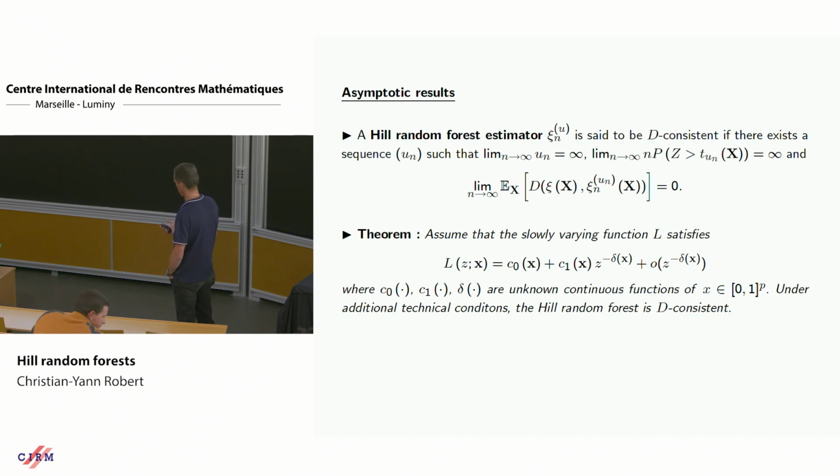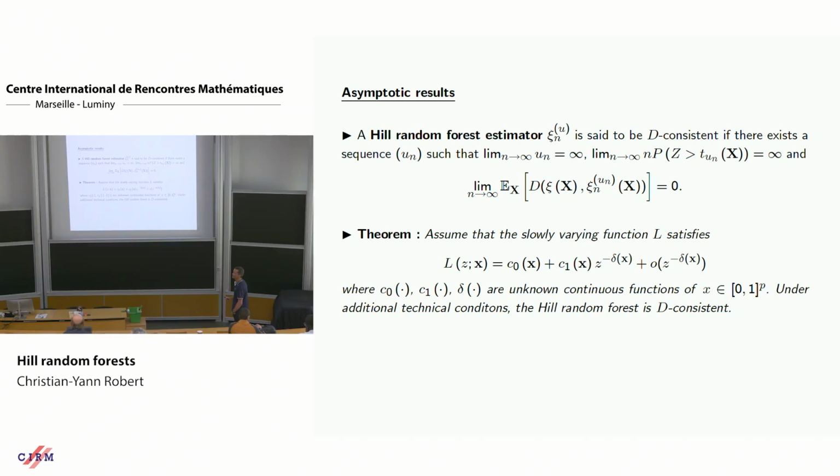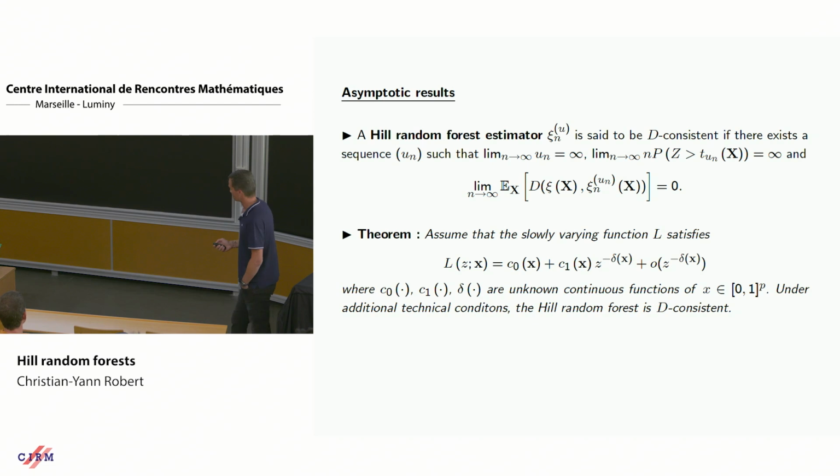So actually, under the condition that the slowly varying function has the following form, we are able to prove this consistency result. So now we have an estimator which is consistent not for one point, but over all the space, which is a very interesting result. But we do not know the rate of convergence. We know that this tends to 0, but we do not know what the rate of convergence is. So this is the main theoretical result here.